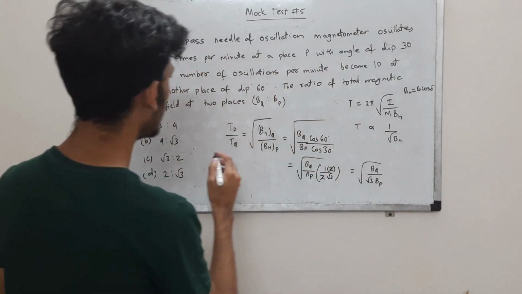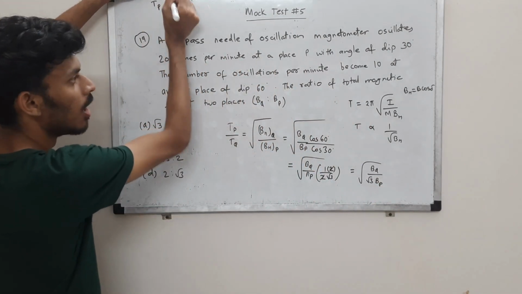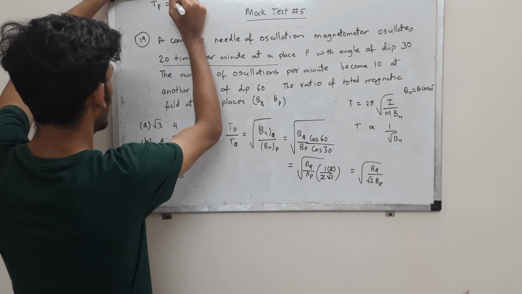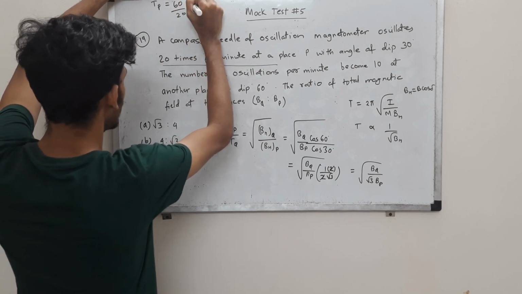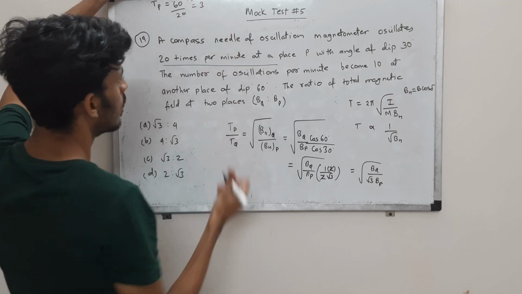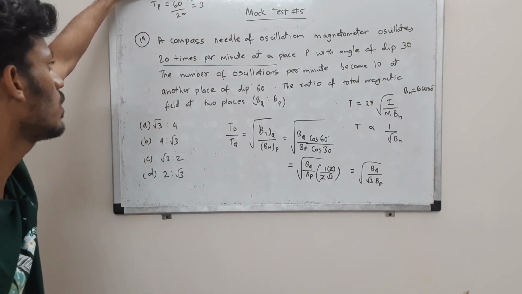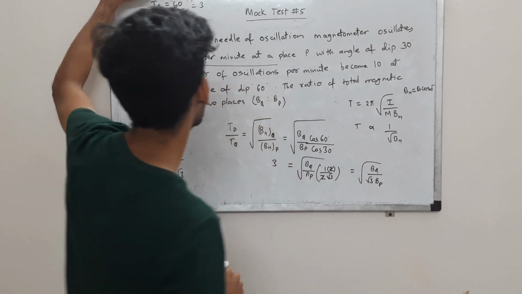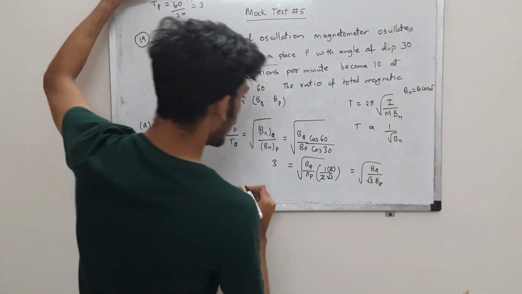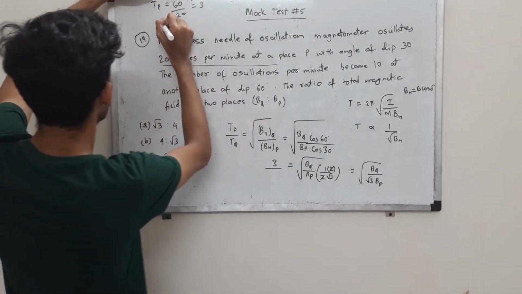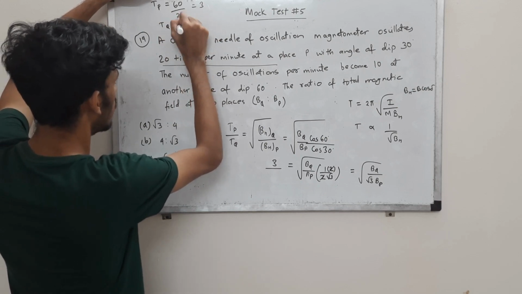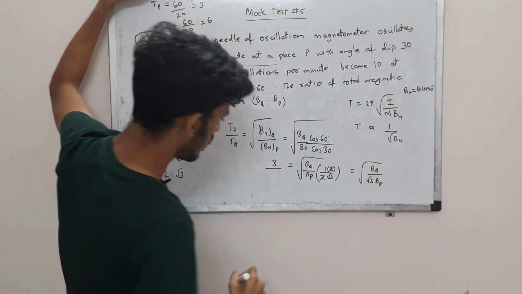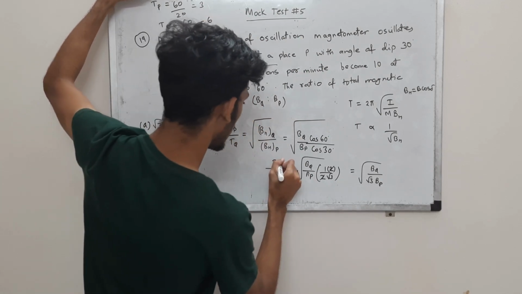Now time period at P. How many oscillations does it make at P? 20 times per minute. So in 60 seconds it makes 20 oscillations, which means 3 oscillations per minute. So TP, the time period, is 3 seconds. It will take 3 seconds to oscillate once. Similarly, the time period at Q: per minute, how many oscillations? 10 oscillations. So 6 seconds is the time taken per oscillation.